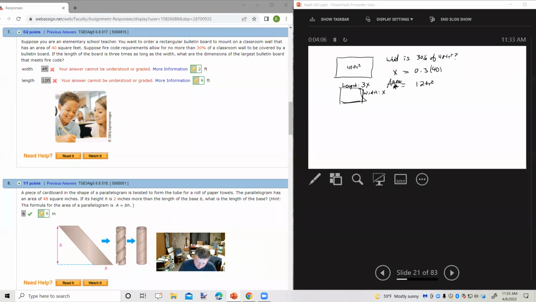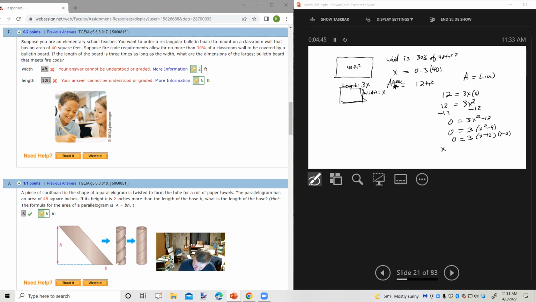Okay, so now what have I got? Area of a rectangle is length times width. Area is 12, length is 3X, width is X. Simplifying this equation, 3X times X is 3X squared. Subtract 12 from both sides, 0 equals 3X squared minus 12. Now we have a second degree equation in standard form. We'll factor out a 3. And then what we have left is the difference of 2 squares, X plus 2, X minus 2.